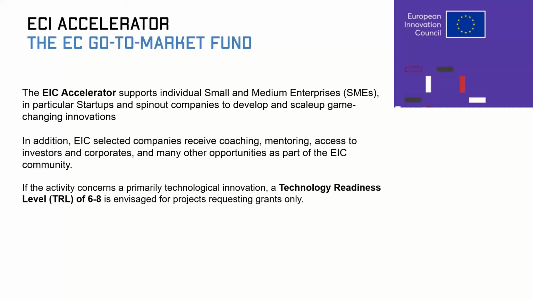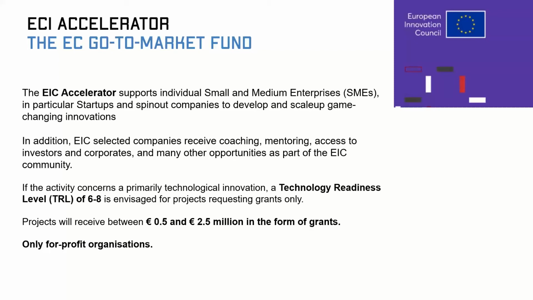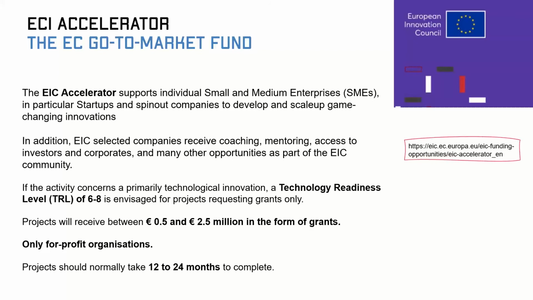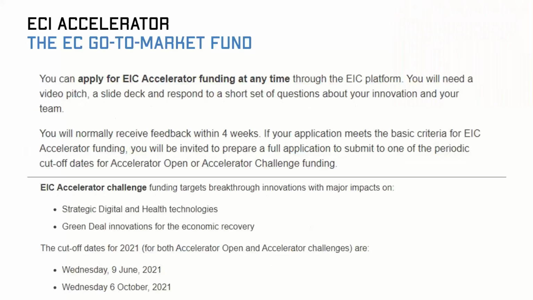They look at TRL 6 to 8, so it's not really the beginning, but still. And you can have a quite good grant, and it's a grant, so it's interesting to remind. And also it's only for profit organizations, so you have to have a company for this. And normally the projects that are funded last between 1 and 2 years. So for this one, I made some print screens of what they say on their website.